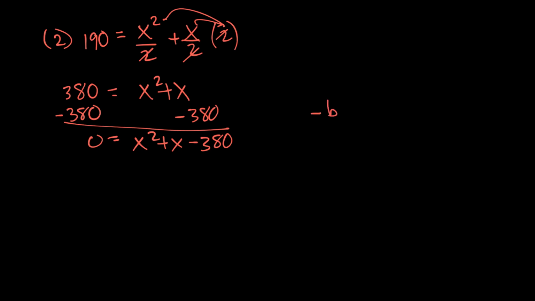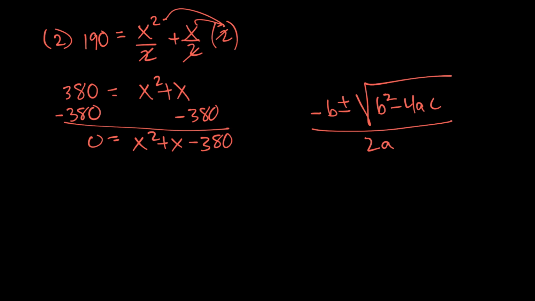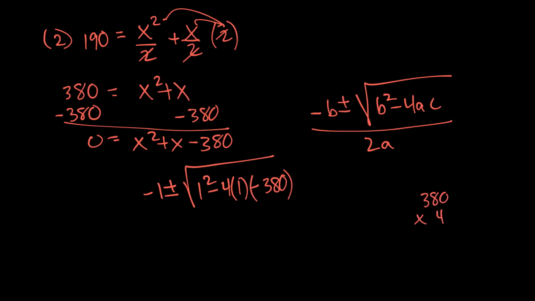It's the opposite of b plus or minus the square root of b squared minus 4ac, all over 2a. And if you're an algebra student, you already know what this is. I won't go that heavy into it, but I'll just fill it in. The opposite of b is negative 1 plus or minus the square root of b squared, which would be 1 squared, minus 4 times a, which is 1, times c, which is negative 380. Okay, I need 380 times 4. That's 1520. Negative 1 plus or minus the square root, all over 2a, which is 2 times 1.